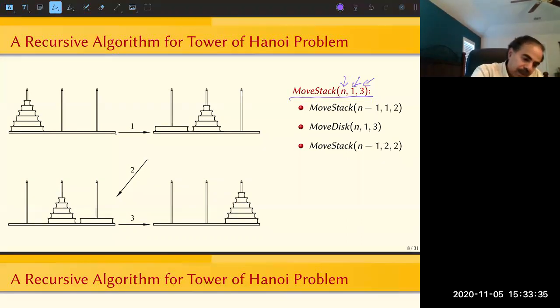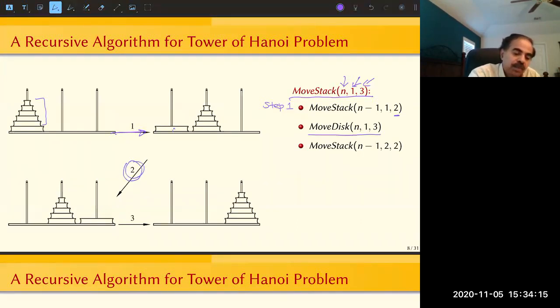So this step 1 can be described as an instance of the same algorithm, except that it is applied for moving the top n-1 disks. But we do want to move it to peg 2. We don't want to move it to peg 3, we want to move it to peg 2. And then we just want to move a single disk. So I call it move disk because I'm just moving a single disk.